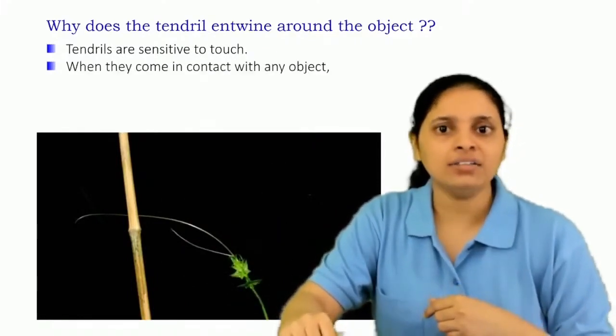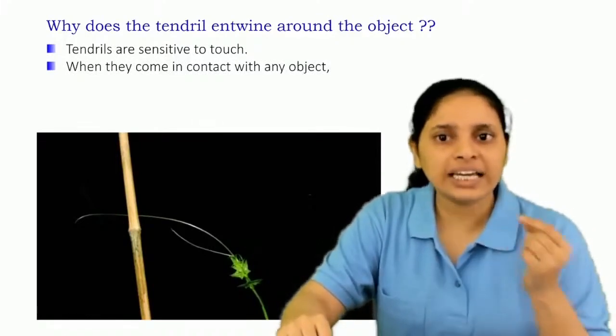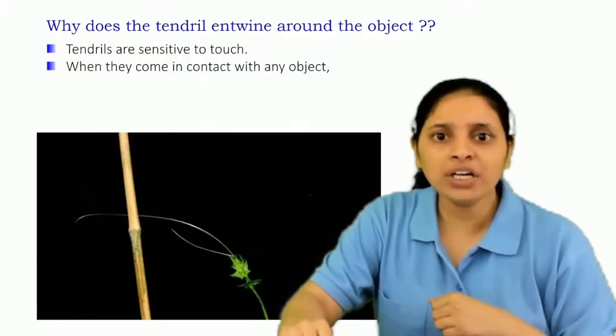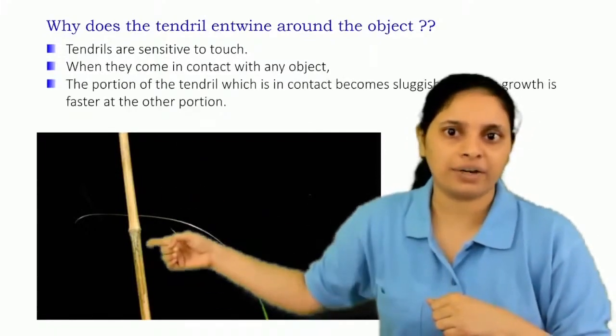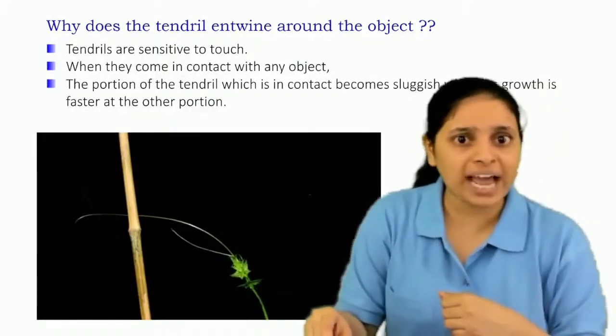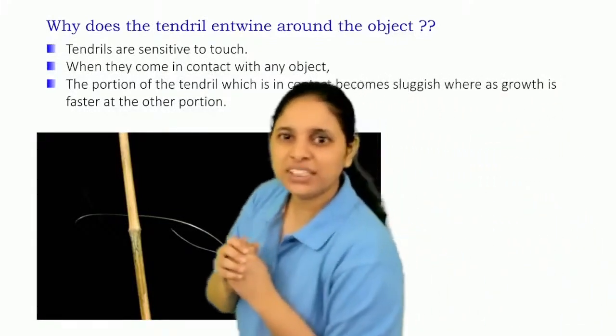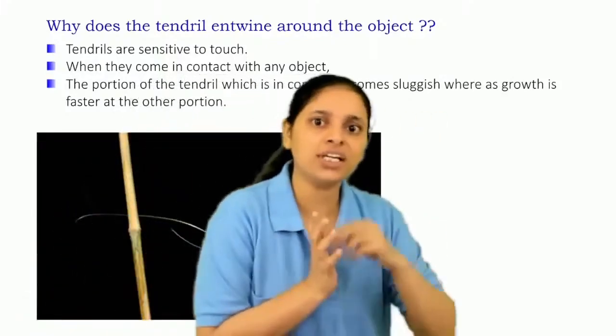So when the small tendrils, the delicate structures, come in contact with any object, like here the object will be this stick, the portion of the tendril which comes in contact becomes sluggish. That means it will grow slow. Whereas growth is faster in other parts.